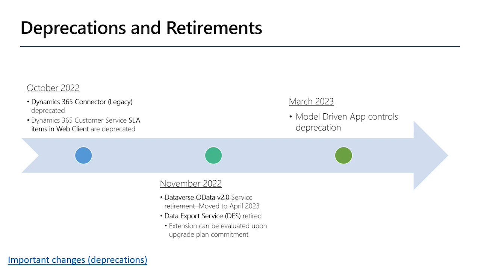So if you're still using the OData version 2 service, make sure that you are taking a look at documentation and moving off of that, because that will be retired come April. Also, back in November, we had the data export service, which was retired, replaced with the Azure Synapse link for Dataverse.